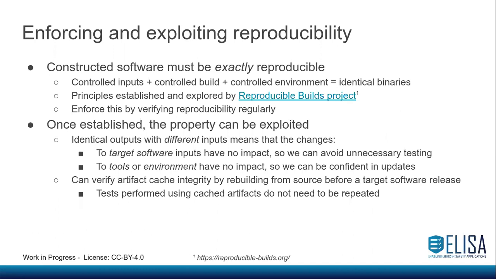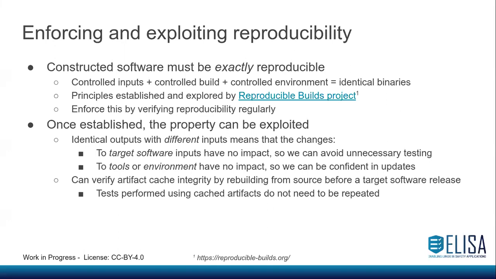Now, the approach that we've taken is based on principles that have already been established and explored by the Reproducible Builds project, and used by other open source projects such as Debian. And so we were able to build on a lot of previous work to do this. But it's also important that, having established you have a reproducible build, you need to make sure that you continue to check that it's reproducible, because the various changes to the inputs can affect that. So you need to be checking it regularly. But once you have established it, you can exploit it to tell you a number of things.